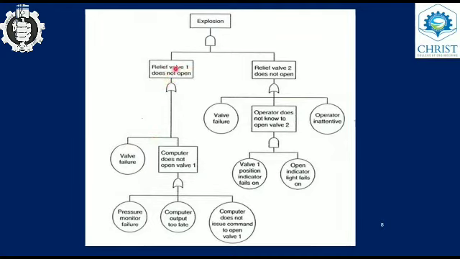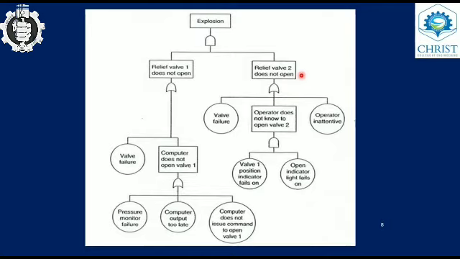Here we have valve 1 position indicator fails on, and open indicating light fails on. The combination of these two events, that means the AND gate, shows the operator does not know the valve 2 is open, meaning valve 2 is not functioning. Here we are using an OR gate. This OR gate shows that either valve failure, or operator inattentive, or operator does not know valve 2 is open, may result in relief valve 2 not opening.